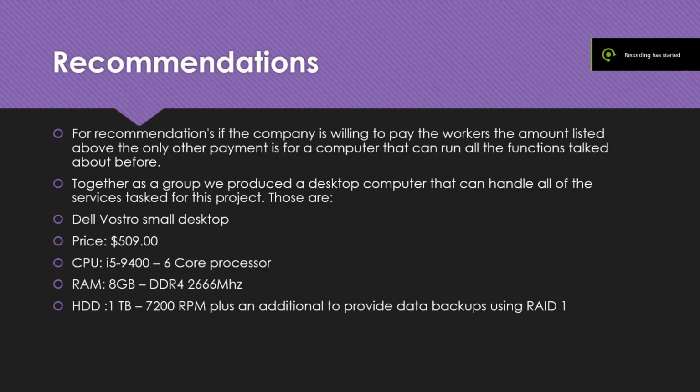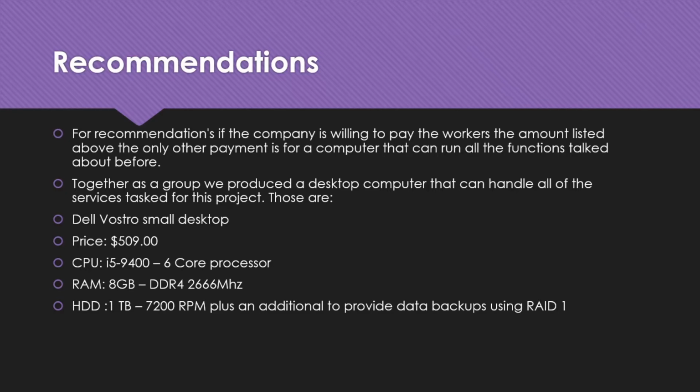For the recommendation section of the project, we found that the only real recommendation that needs to be done is the hardware. So in our case, the desktop computer is what we'd like to recommend. From our research, we found that a Dell Vostro small desktop is perfect for this situation. The price is going from $509 to $900. It uses the Intel i5-9400 6-core processor. Its RAM is 8 gigabytes of DDR4, 2666 megahertz, and finally, our most important recommendation is the data storage.